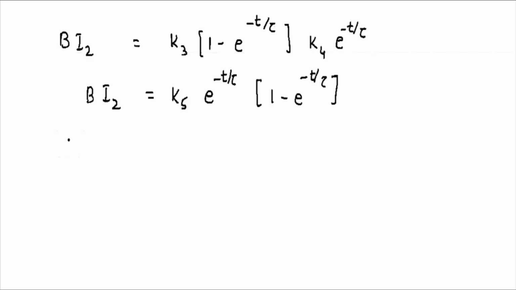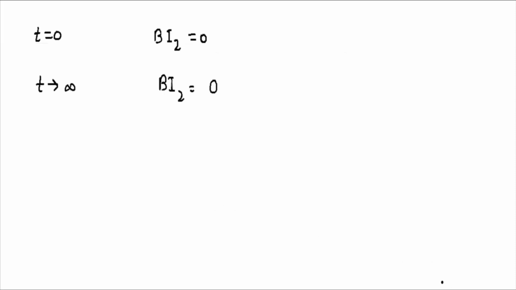Now we need to check the behaviour. If we put t equals 0, this value would be 1, but then it would be 1 minus 1, so our product b I2 would turn out to be 0. Now when t approaches infinity, this term would be e to the power minus infinity, which is 0. That means at t equals 0 and t equals infinity, our curve is touching the time axis, because these values are 0. So there would be a maxima in between.